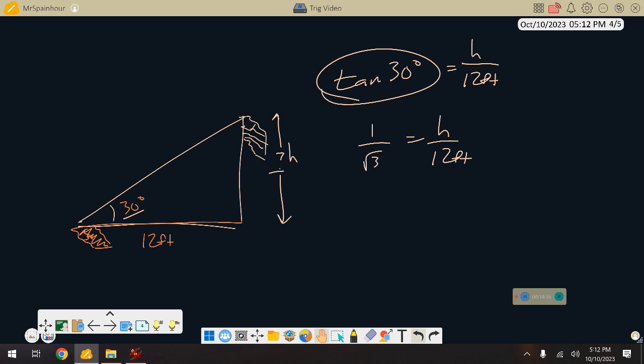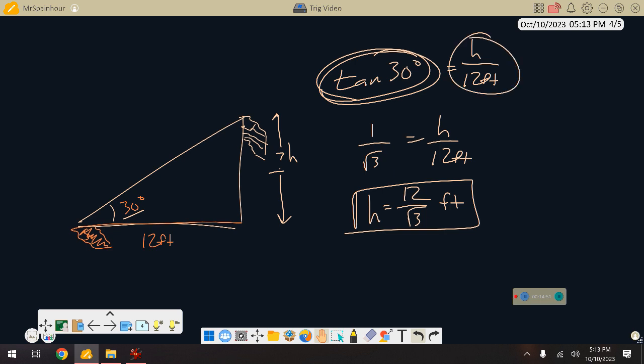Now the math's pretty simple. Multiply 12 on both sides and you end up with the height is equal to 12 divided by root 3 feet. That is your answer. Pretty simple. The main thing is the work of setting up this ratio compared to this ratio.